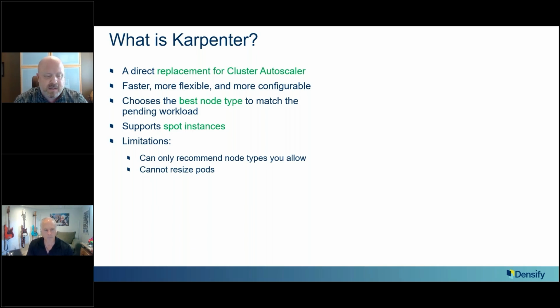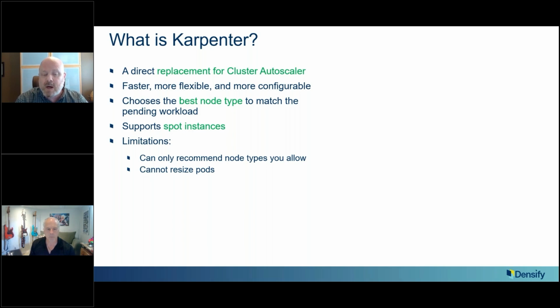But there are some limitations. A couple of those limitations are, first of all, it can only recommend node types that you've made it aware of. So when you set up Karpenter, you're configuring what's called a node pool. You tell that node pool what are the node types that we will allow, and it will then select the best fit based on those available nodes. However, if you're not specifying the appropriate node types, then that's a potential limitation. And another issue is that Karpenter cannot resize pods.